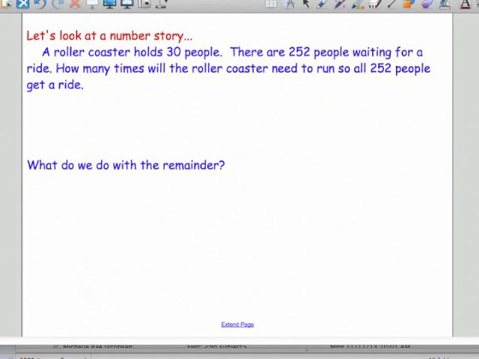All right, so you're going to need to do some division here. 252 divided by 30, see how many times the roller coaster is going to need to run, and then decide what you're going to do with that remainder. Press play when you're ready to review it. Go ahead and press pause now.